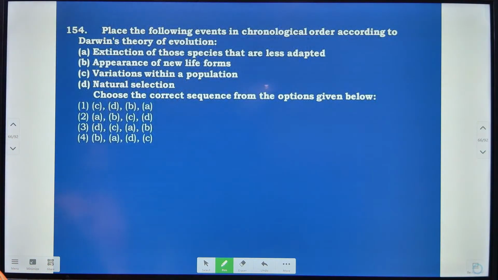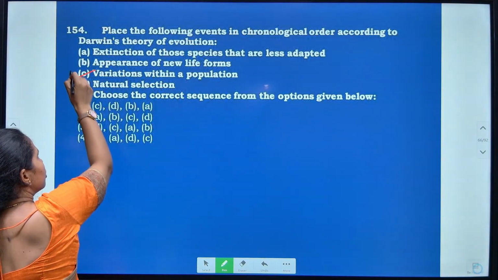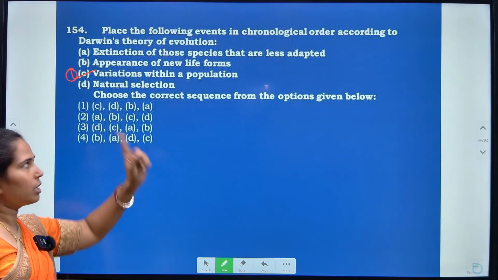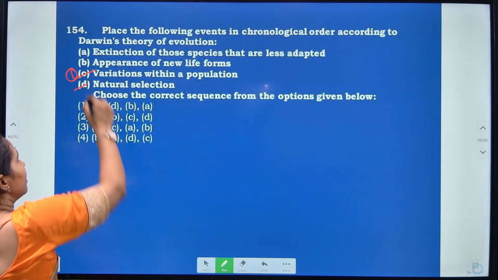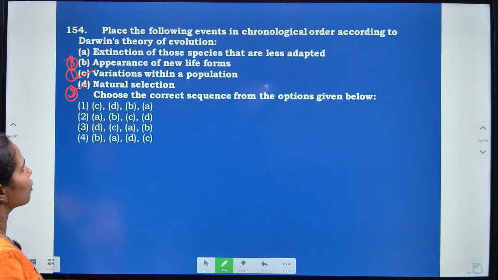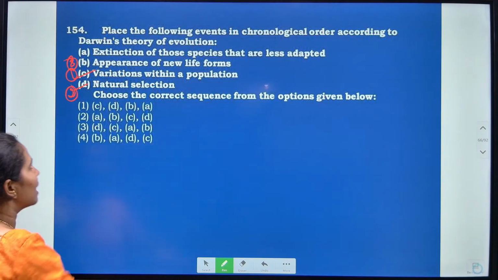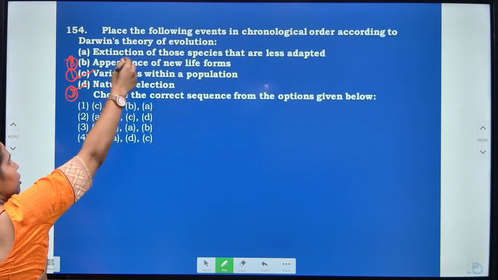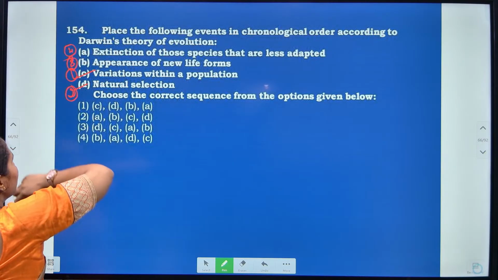Place the following events in chronological order according to Darwin's theory of evolution. Darwin has told that first one is variation within the population leads to natural selection. So this will be the first one. If there is variation, then that variation is selected by the nature here. If the nature selects, then there is an appearance of new life forms. If there is appearance of new life forms here, then automatically at the last there is an extinction of the species that are less adapted, because as there is a variation, new life occurs, and if they are less adapted, then they are going to exit from the environment here.